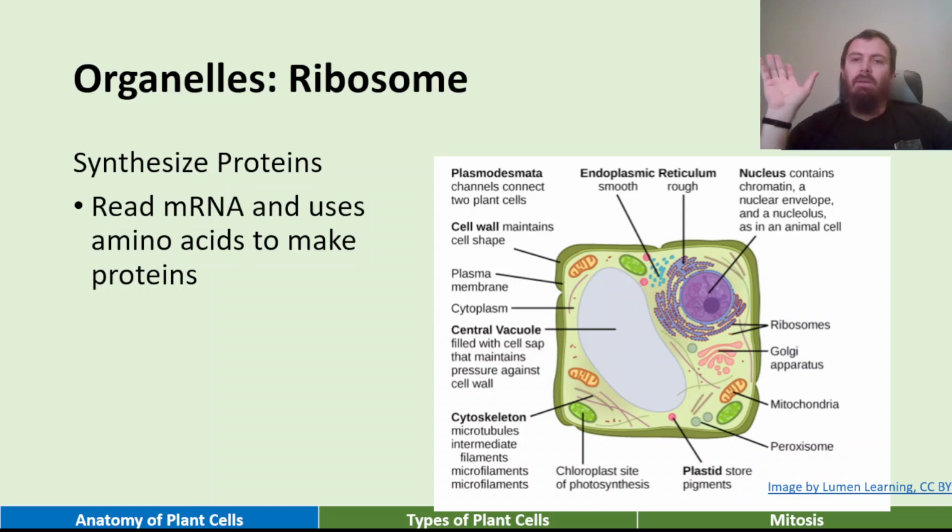So we take our DNA, we transcribe it into mRNA, which we'll talk about later on. That mRNA then leaves the nucleus because we don't care about that quite so much. And it's going to go to a ribosome. The ribosome is going to read that mRNA, and it's going to make proteins out of it. So ribosomes are the protein synthesis organelles.